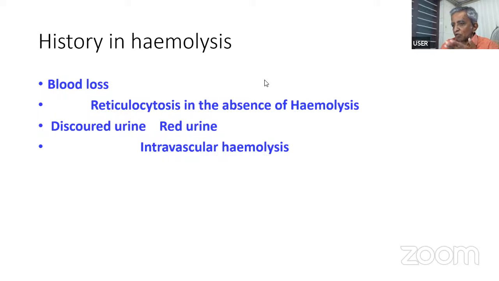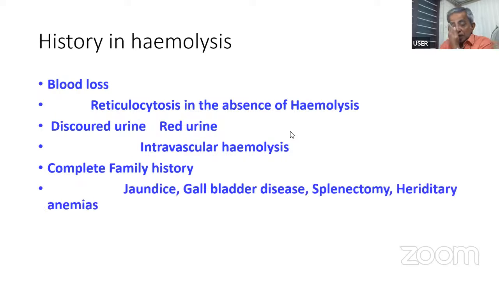Intravascular hemolysis, a lot of causes are there. We will not go into details now. So in intravascular hemolysis, the patient will come with red urine. Now family history is very important, obviously. Then history of jaundice, gallbladder disease, splenectomy. All of them should make you think that the patient has got hereditary conditions like thalassemia, sickle, or some hemoglobinopathies. So history is very, very important.